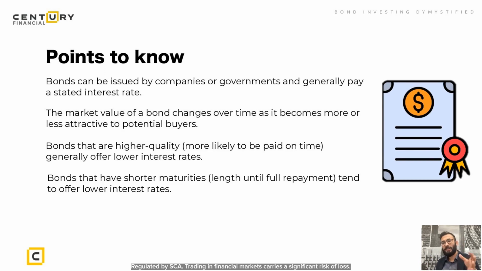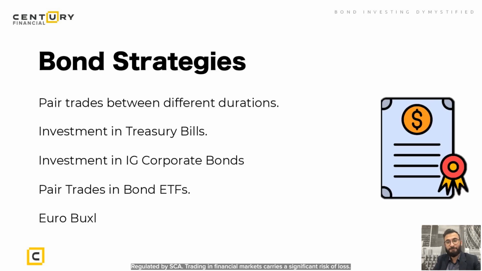Just what I said, that if you are giving a loan to somebody for a lower duration, your yield is less. But if you are giving it for a higher duration, your yield expectation is higher. So the longer term maturity bonds are more sensitive, their prices are more sensitive to interest rate changes. Now, coming to the main agenda, which is bond strategies.